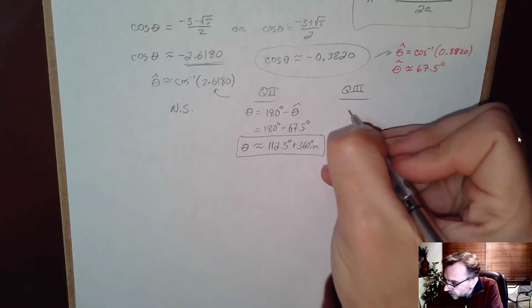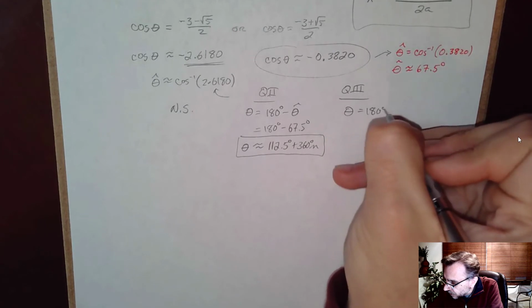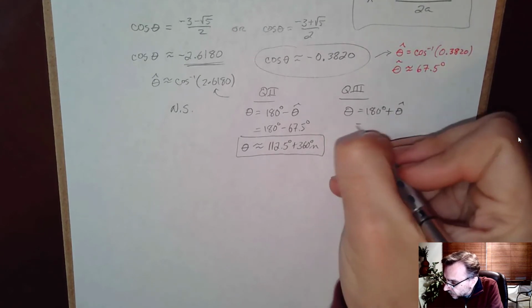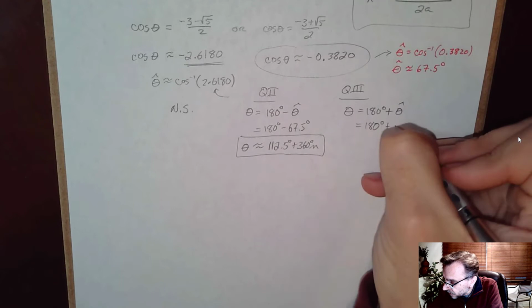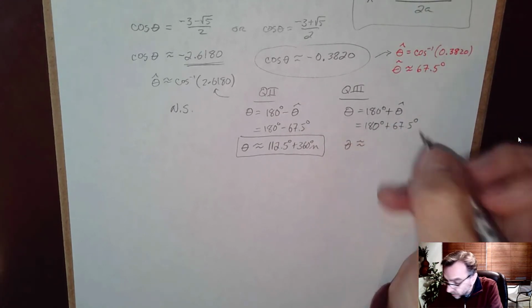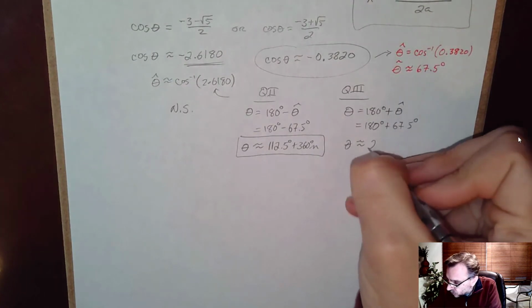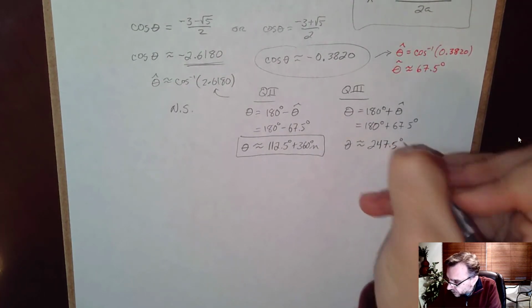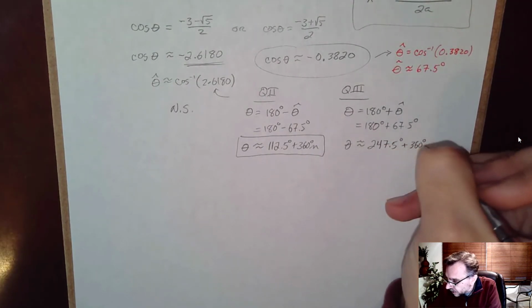And then in Q3, the angle that I want is going to be 180 degrees plus the reference, right? So 180 degrees plus that 67.5. The theta that I'm after is going to be approximately 247.5 degrees, and then I'm going to tack on the 360n in there.